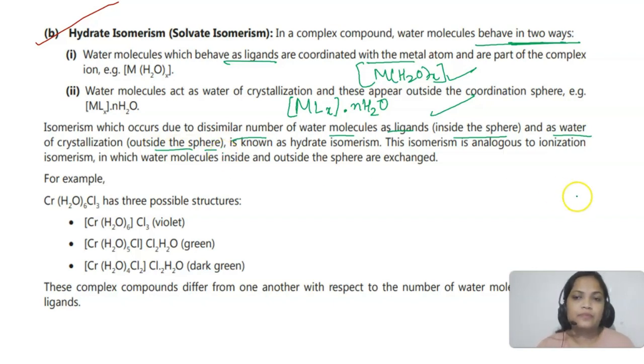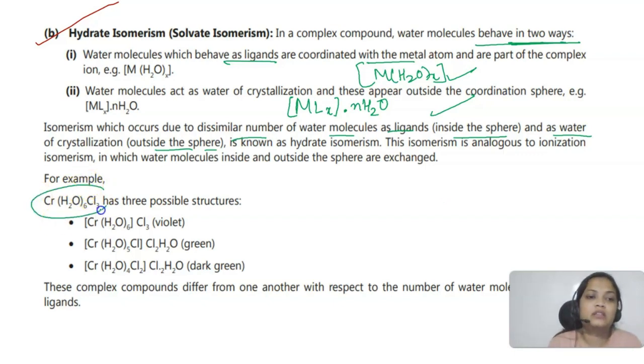This is analogous to ionization isomerism, because in ionization also we studied that the ligands inside and outside the sphere get exchanged. Here it's just that these are not normal ligands, these are water molecules inside and outside the coordination sphere which are exchanged.